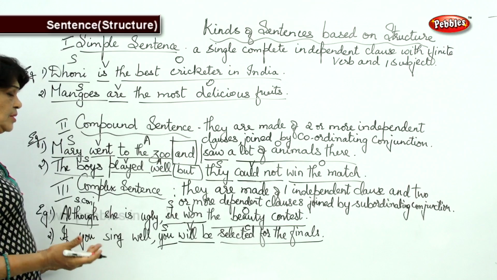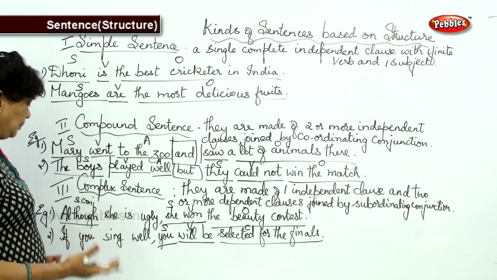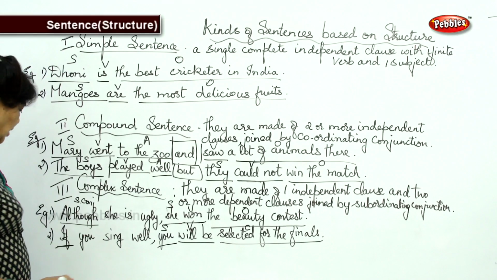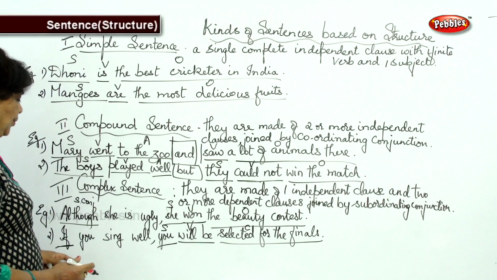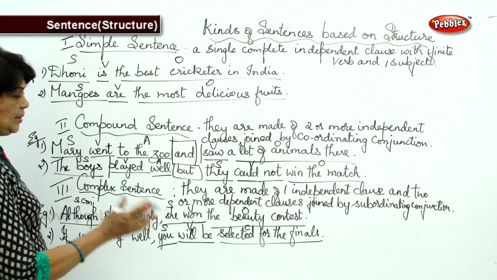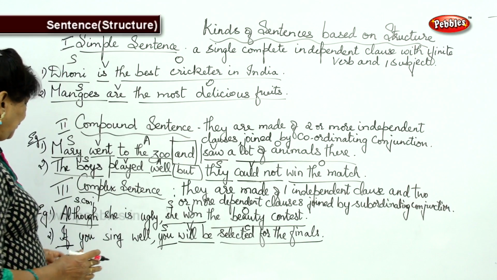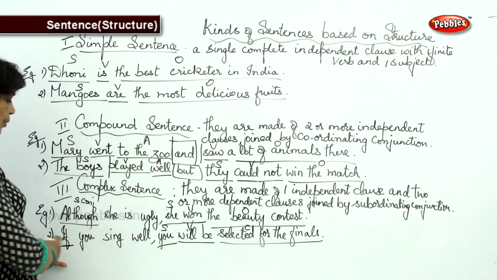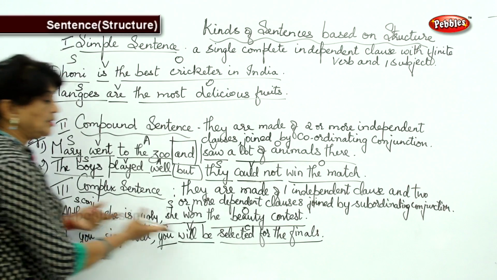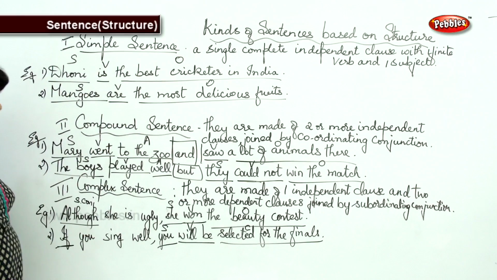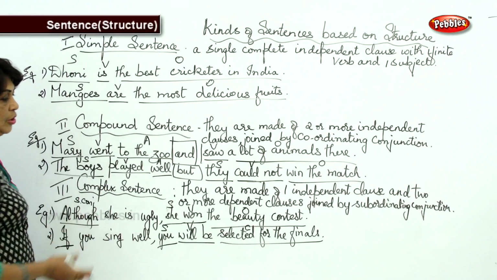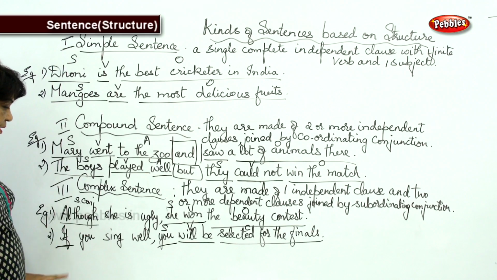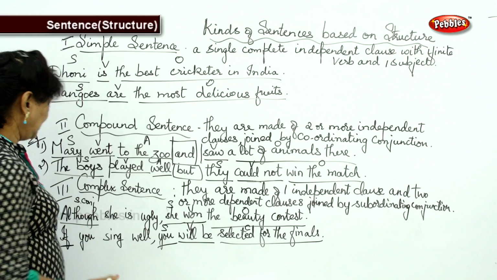And "if you sing well" now doesn't make complete sense because of this subordinating conjunction if. If you sing well, you will be selected for the finals. See, if you remove this if only, this makes sense. But with this, it doesn't make sense. It has to depend on this clause. So, it is a subordinate clause linked by the subordinate conjunction. Okay. So, this is a complex sentence.